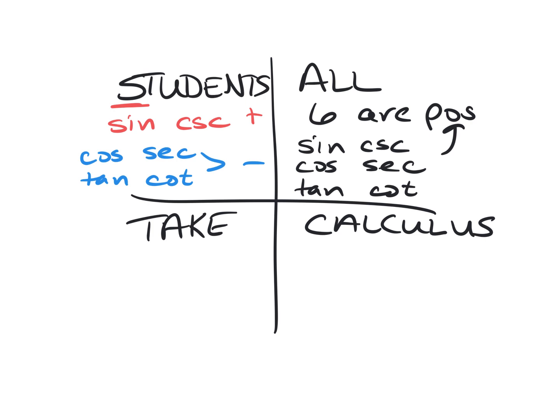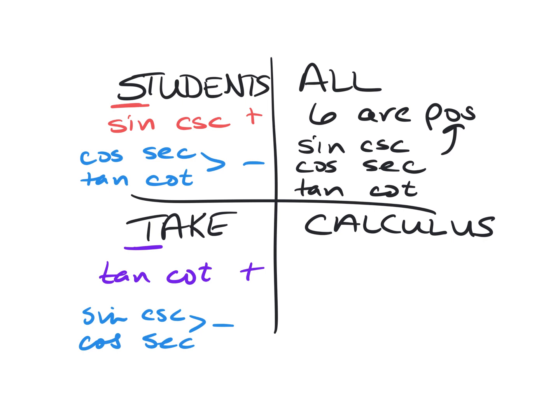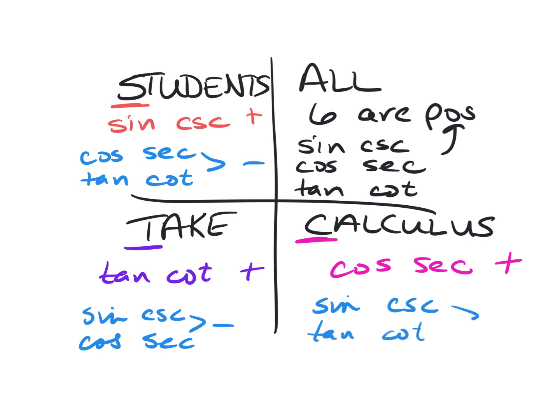And then in this quadrant, the T stands for tangent and cotangent. These will be the positive ones. And then the negative ones will be sine, cosecant, cosine, and secant. Those will be the negative ones. And then over here, for the calculus, that'll be the C. So cosine and secant are going to be the positive ones, and then the negative ones will be sine and cosecant, and then tangent and cotangent. Those will be the negatives.